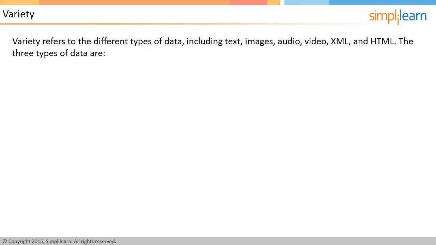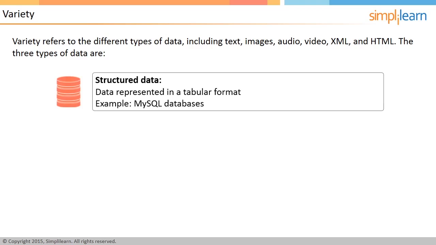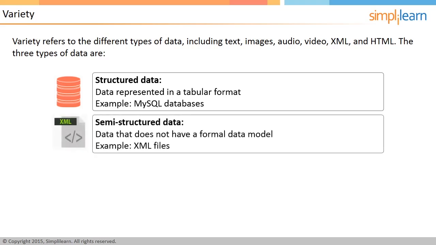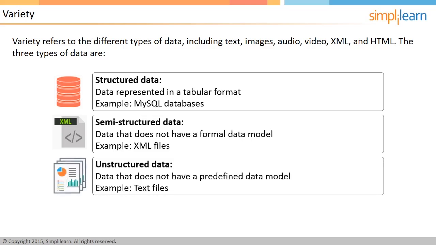The term variety refers to different types of data. Data includes text, images, audio, video, XML, and HTML. There are 3 types of data. Structured data, where the data is represented in a tabular format. For example, MySQL databases. Semi-structured data, where the data does not have a formal data model. For example, XML files. Unstructured data, where there is no predefined data model. Everything is defined at runtime.